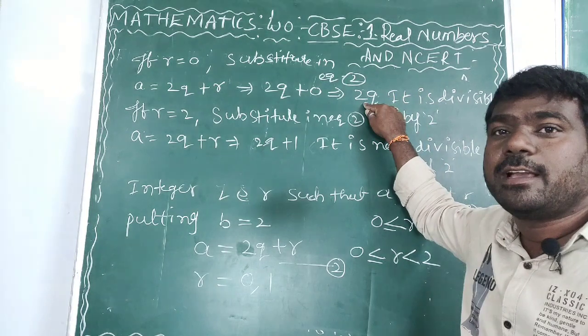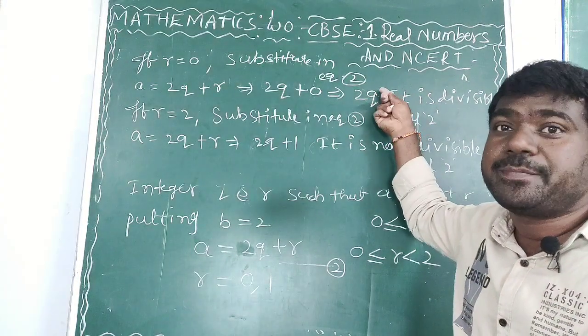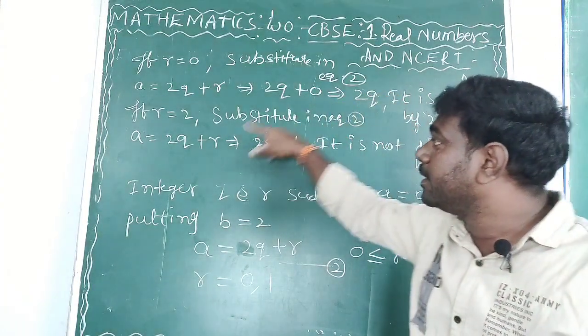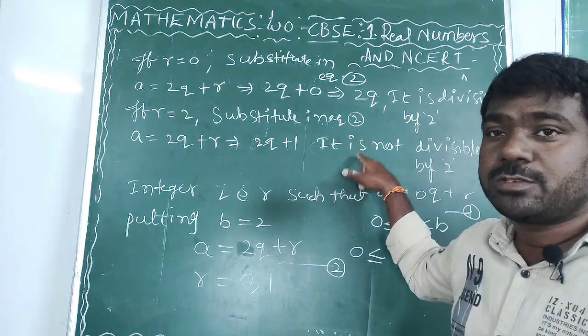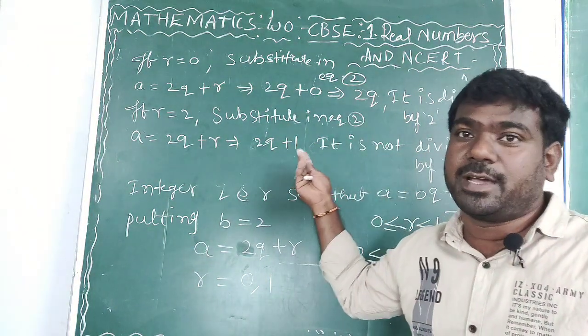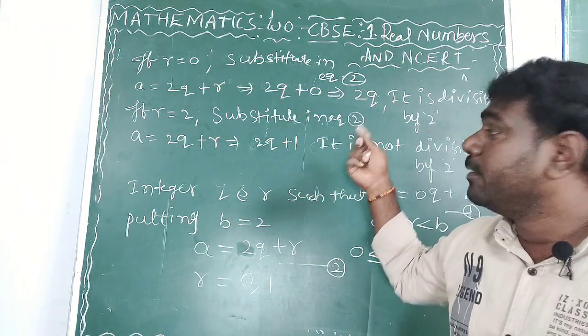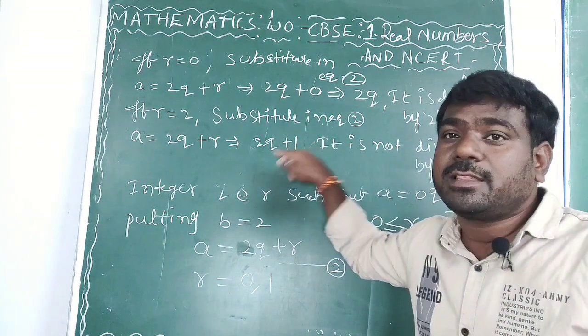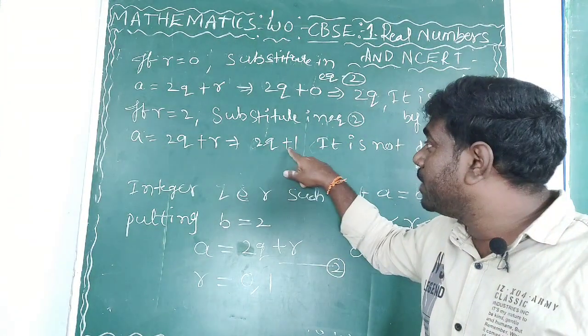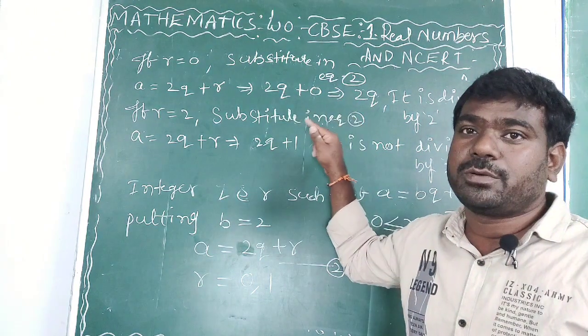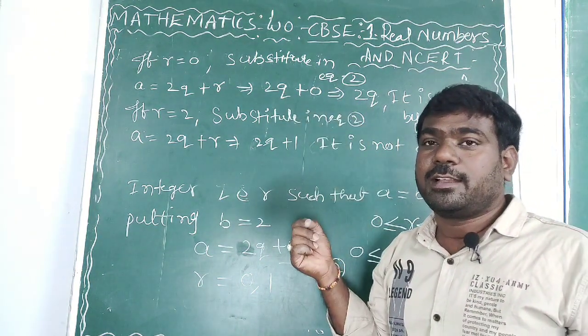Meaning, it is an even number. The form is an even number, it is divisible by 2. It is not divisible by 2 means it is an odd number. When it is an odd number, how is the form here? It is 2q plus 1. For the even number, it is 2q.